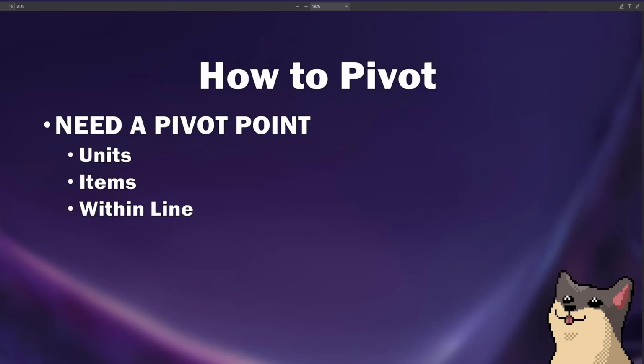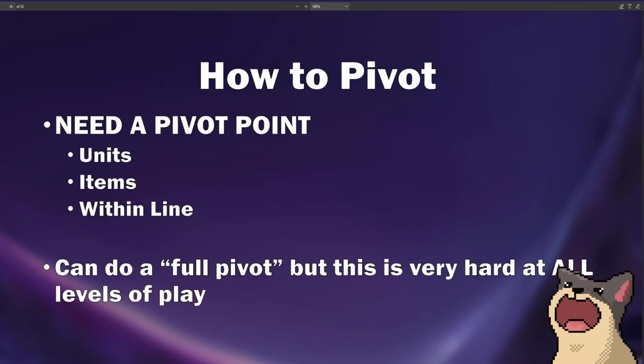That's usually playing around units, items, or you're pivoting within the line, which we'll talk about all 3 of these with some examples. You can also do a full pivot, which is very hard, and this is hard at all levels of play. You can watch a challenger level player absolutely throw their game trying to pivot too wide.